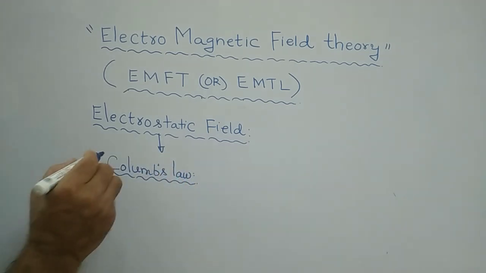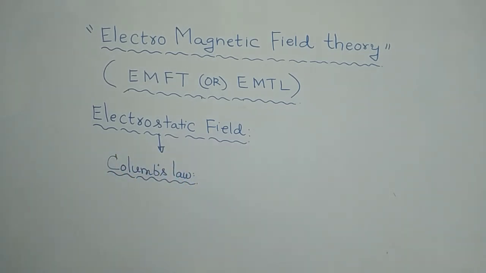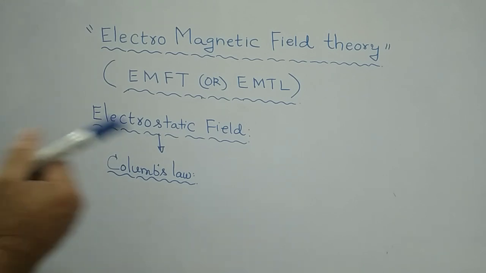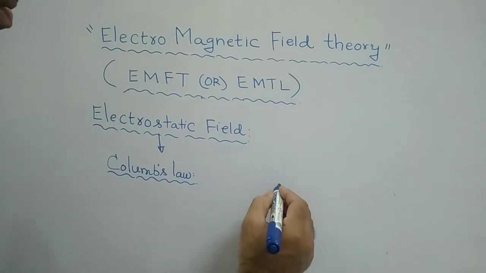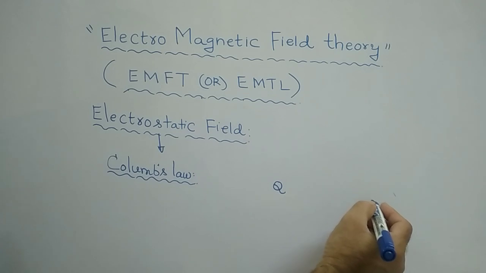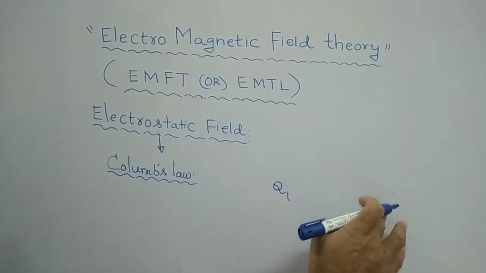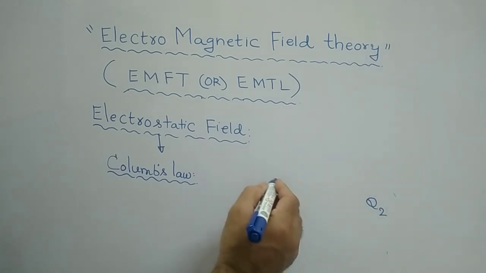Coulomb's law. What is Coulomb's law? Coulomb's law states that, let us consider there are two charges, let us say Q1 and Q2. These are the electric charges.